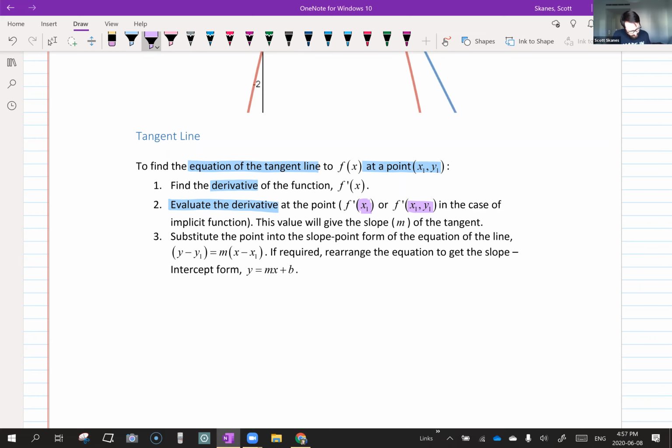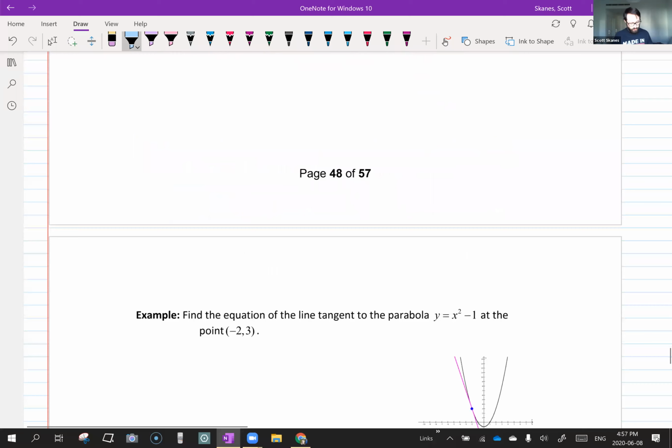Crazy. So when we have implicit functions, oftentimes we have 2 values. I'll actually color code those. Oftentimes we have 2 values when it's implicit. And then our third step is to use the slope-intercept form y equals mx plus b. So let's go and just do it.